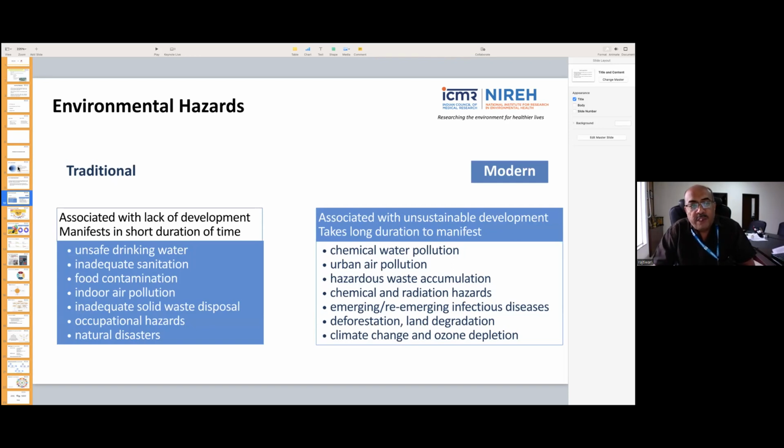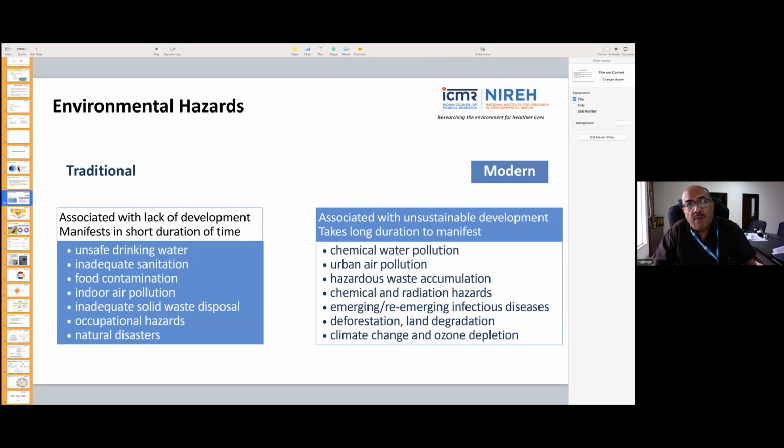Broadly, if you see environmental hazards, these can be classified into two types. One is traditional, which is because there is lack of development. So when there is lack of development, there may not be safe drinking water, there may not be proper sanitation, food contamination is prevalent, indoor air pollution, people are relying on biomass fuel for cooking, then inadequate solid waste disposal, natural disasters. So these are the traditional hazards.